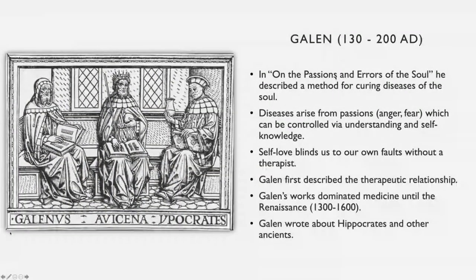Now, what else? He wrote another book, for example, describing a method for curing diseases of the soul. He said that diseases arise from passions, anger, fear, that could be controlled by understanding and self-knowledge. This is not very far from the truth, or our truth today. Self-love and ego blind us to our own faults without a therapist. He described the therapeutic relationship, and dominated medicine until, notice, the 1600s. And we are going to see that nowadays we use many of the concepts of Hippocrates and Galen.